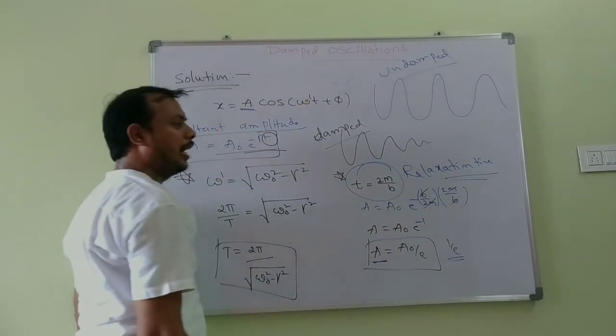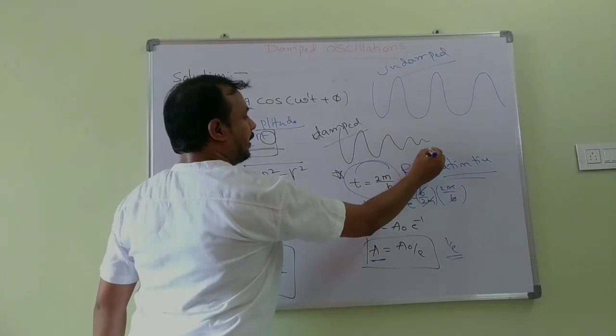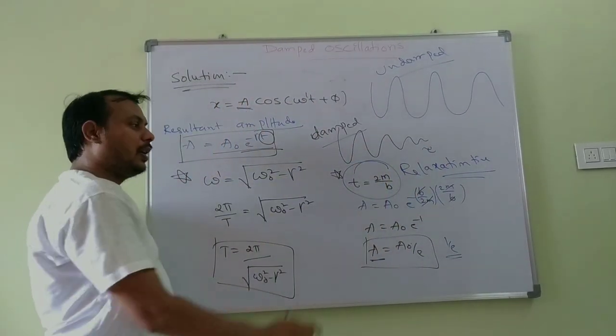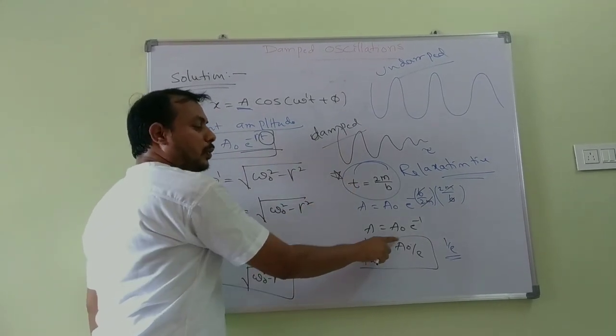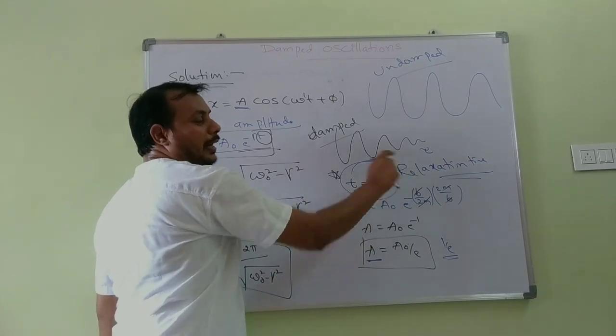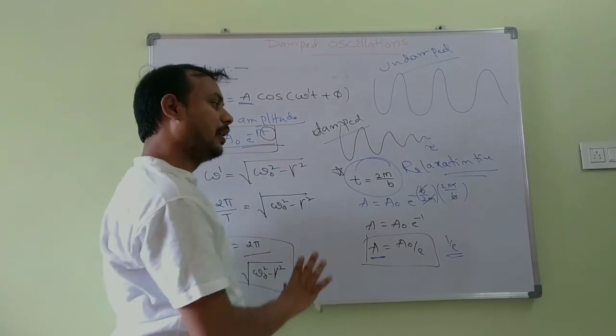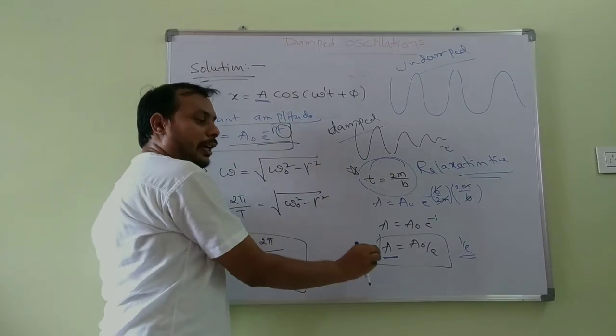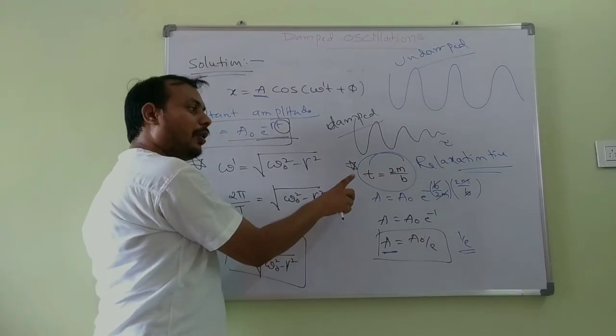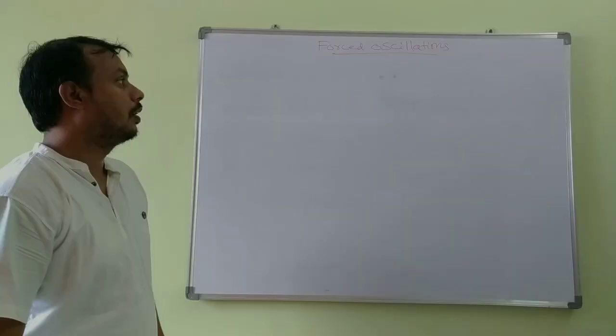Which time is it? The relaxation time. Generally, it is indicated with tau, relaxation time. So at time t equal to 2m by b, the amplitude becomes 1 by e times. Corresponding time is known as relaxation time. Same for velocity, 1 by e times. Same for energy, 1 by e times for the relaxation time.